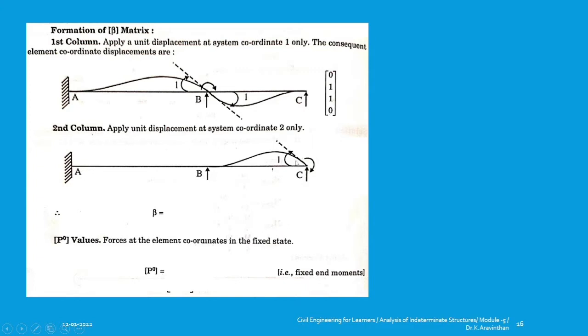Now apply a unit load at the joint C. So you apply a moment here and at C you will be having 1 unit, the rest of the places at 1, 2, 3 and 4. So at the remaining places you will be having 0. So 0, 0, 0 and at the last joint you will be having 1. So these are the two transformation matrix.